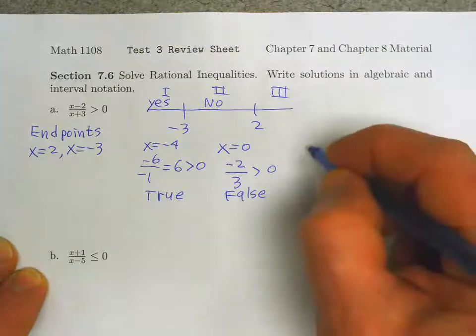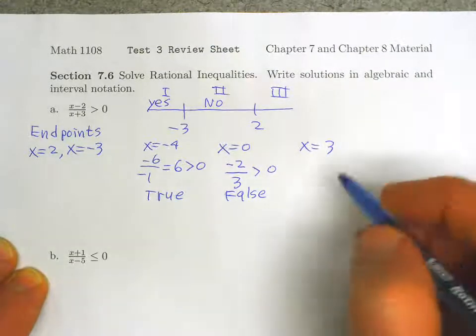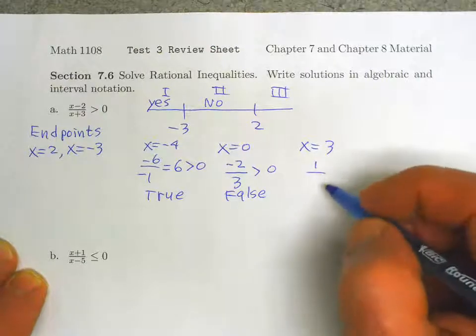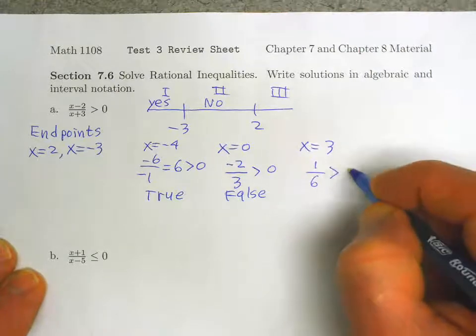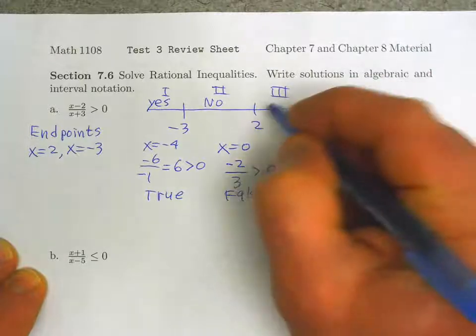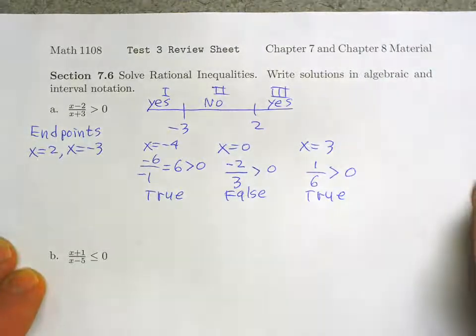In the third interval, we can pick x to be 3. And in the numerator, 3 minus 2 is 1. In the denominator, 3 plus 3 is 6. The inequality is greater than 0. 1/6 greater than 0 is true. So all of the numbers from 2 to infinity are solutions.